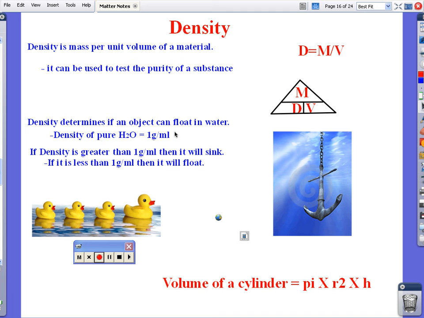Density of pure water is 1 gram per milliliter, and we use this measurement as kind of a standard. Anything less than 1 will float. Like the rubber duckies down here, the rubber duckies float because they're mostly filled with air, which has a very low density. This air does have mass, it does take up volume, but has very low mass. And because it has low mass, it's therefore very low density. Definitely less than 1. Here, and it'll float. The anchor over here definitely has a density greater than 1, and it sinks.